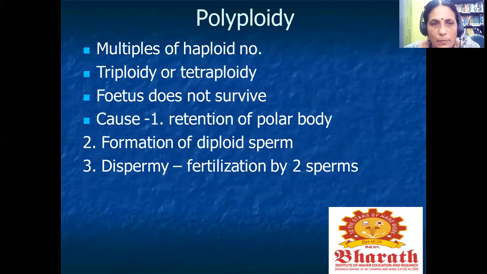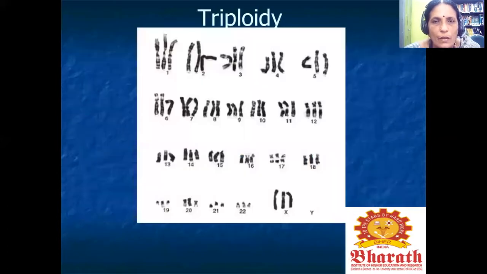Let's talk about polyploidy. Polyploidy is a multiple of the haploid number, such as triploidy or tetraploidy. The fetus does not survive. The causes are, number one, retention of the polar body; number two, formation of a diploid sperm; third, dispermy, the fertilization by two sperms. So, triploidy.